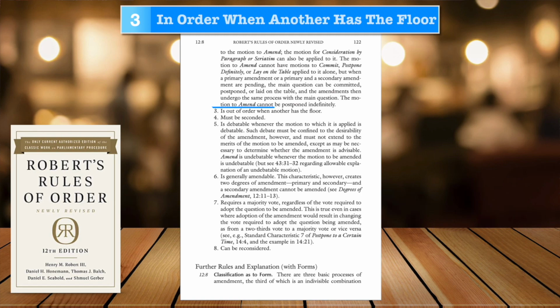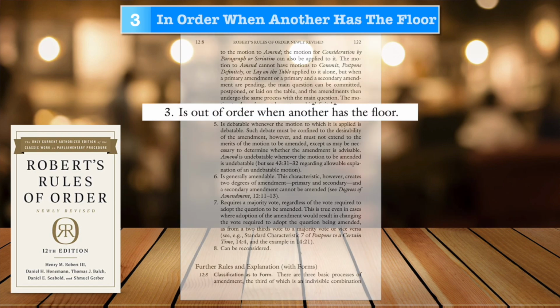So, scrolling down to number 3, we see that it says, is out of order when another has the floor. There's the rule, and that lets the member know that one must first obtain the floor before making the motion. And it also lets the chair know that she must rule the motion out of order if it is made while another has the floor. And this is going to be true of most motions.